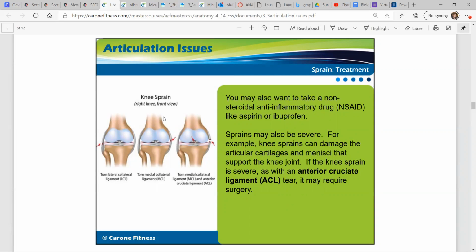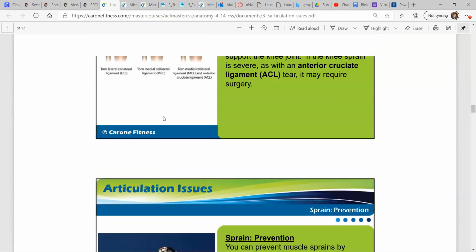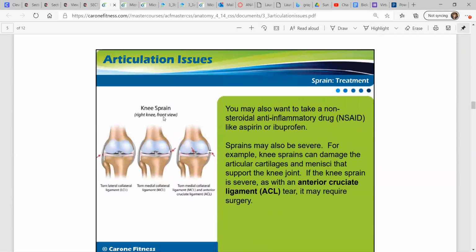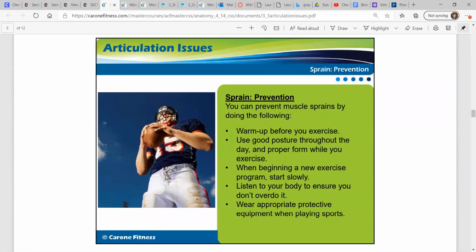Like if you sprain your knee and damage some of that cartilage and menisci, like an ACL tear, that can actually require surgery, which is harder. It's going to take you longer to recover from. Yeah, so hopefully that does not happen to any of you in the future.